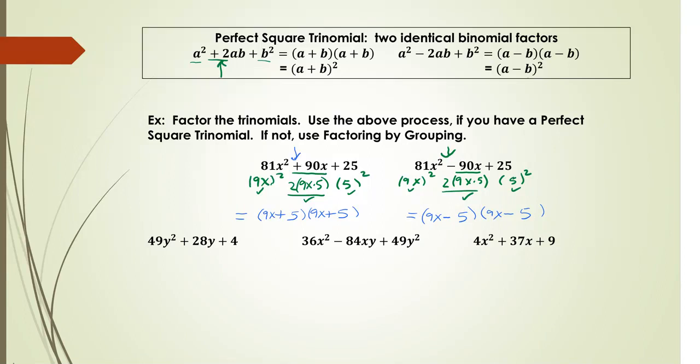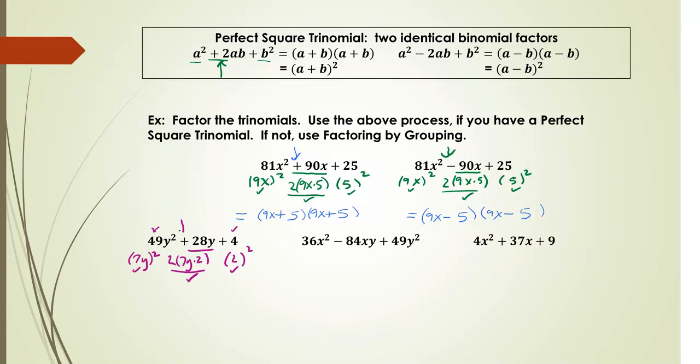So let's take a look at this second row. We have 49y squared we're working with and 4. So those are squares, right? We square 7y and we square 4, or pardon me, we square 2, not square 4. Now we're going to check. Remember, 7y times 2, and then we're going to double it. 7y times 2 is 14y, times 2 is 28y. That tells us that that works.